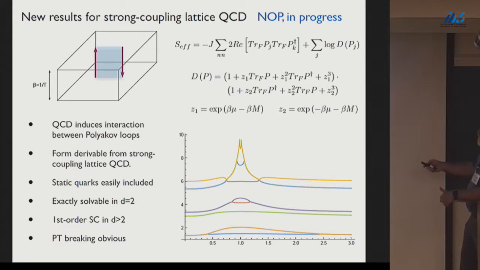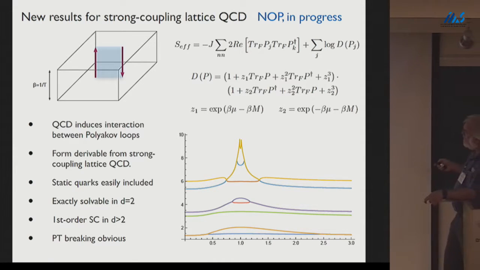So this is a result from strong coupling lattice QCD, which we understand very well. There's a nearest neighbor interaction between trace P and trace P dagger on adjacent sites. This is induced by the gluons. And then if I have static quarks, very heavy quarks that are not moving in space, only in time, then they contribute terms like this. I'm not going to derive this, but this is essentially the fermion determinant associated with the quarks, and this is the fermion determinant associated with the antiquarks.